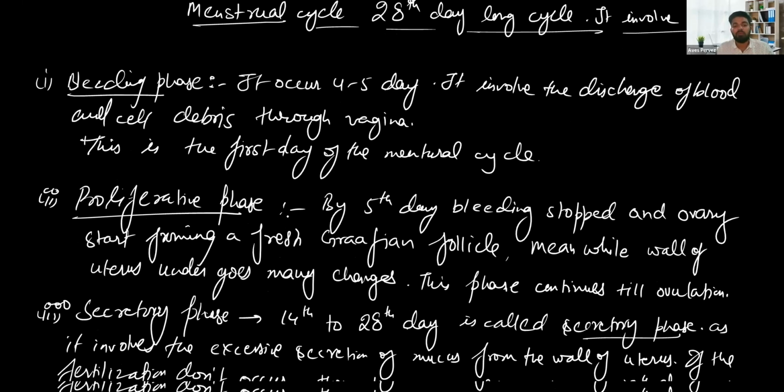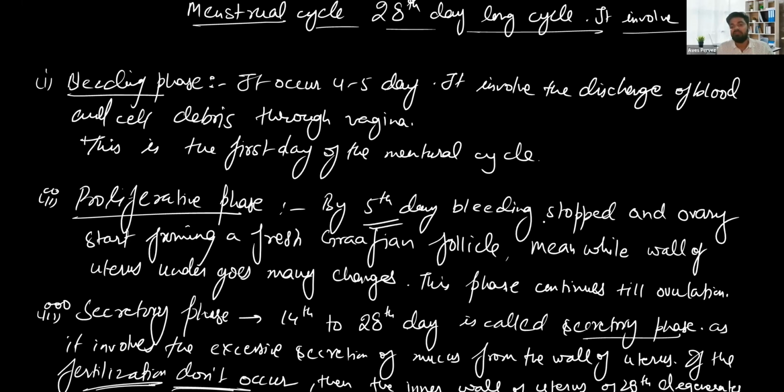The second is the proliferative phase. By the 5th day, when the bleeding stops, the ovaries start forming a fresh Graafian follicle from one of the primary oocytes, which starts maturing, and the follicle has an ovum inside it. Meanwhile, the uterine wall which was ruptured in the bleeding phase was healing, undergoing many changes, and this phase continues till ovulation.